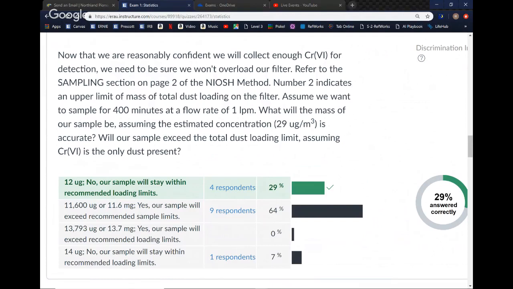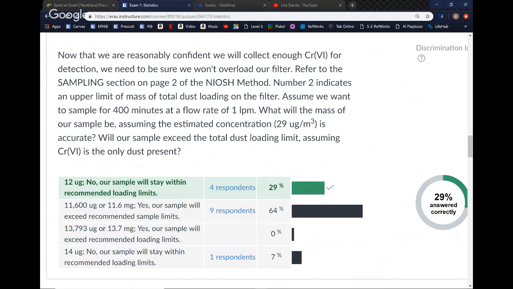Anyway, so if we were to abbreviate this, it would have been concentration times volume, but this is how we're going to get our volume. So we have our concentration times our flow times our time. I'm going to use my little line just to watch the units to make sure they work out the way I want them to. So we have 29 micrograms per cubic meter for concentration, a flow of 1 liter per minute, and a time of 400 minutes.